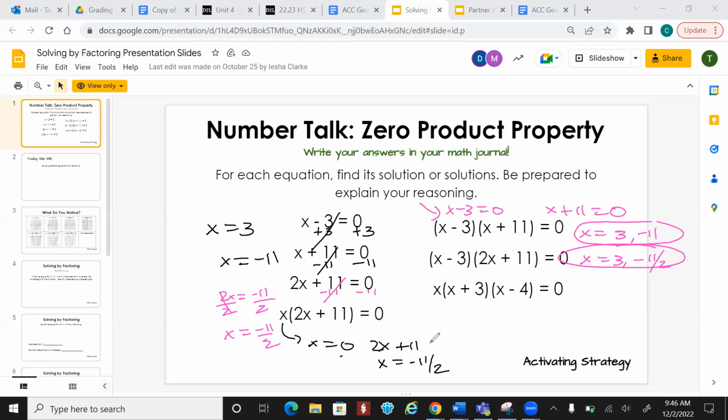Right hand side. Mm-hmm. Okay, so everybody's okay on this. I don't see any panic yet.